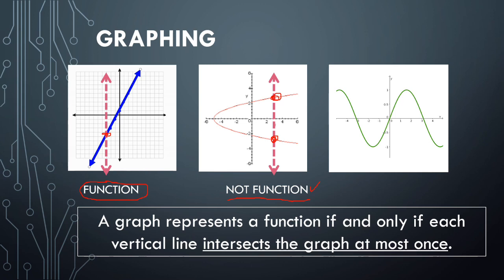Next, the third graph. Is it a function or not a function? First we are going to draw a vertical line. Yes, the vertical line intersects the graph at most once, here. Therefore, is it a function or not a function? Yes, it is a function. Okay?